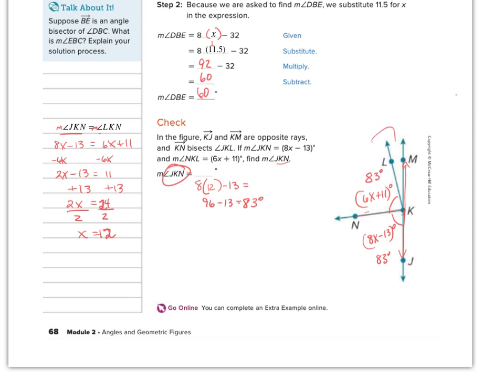There we go. And you could even figure out what that missing value is just by knowing that all three angles add up to 180 degrees.